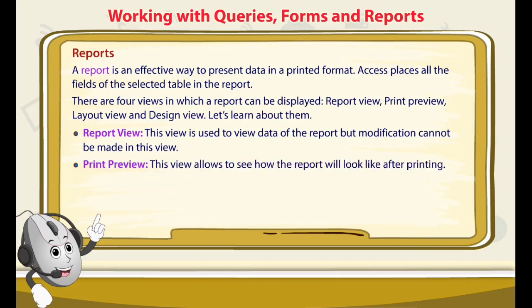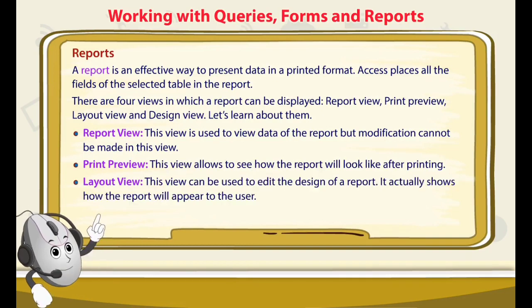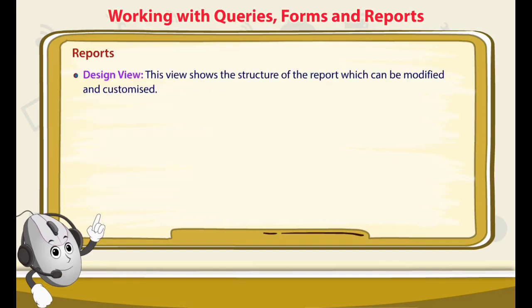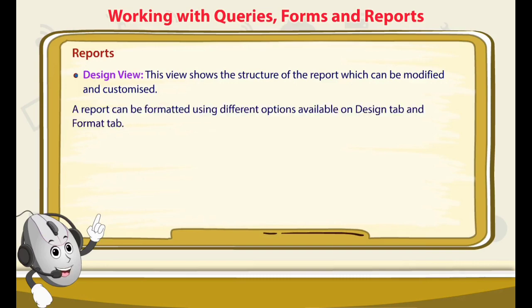Print preview. This view allows you to see how the report will look after printing. Layout view. This view can be used to edit the design of a report. It actually shows how the report will appear to the user. Design view. This view shows the structure of the report, which can be modified and customized. A report can be formatted using different options available on Design tab and Format tab.